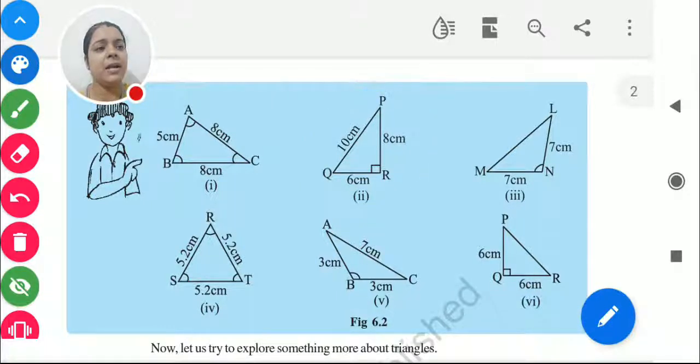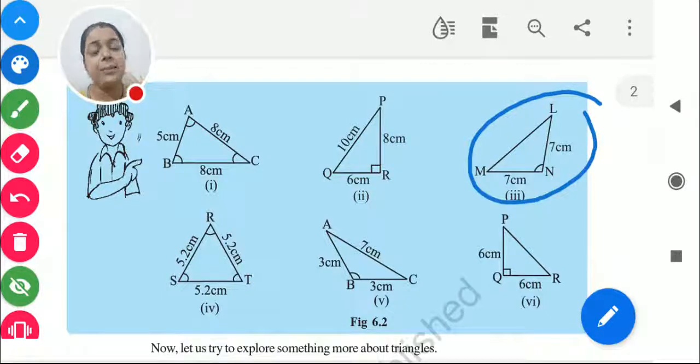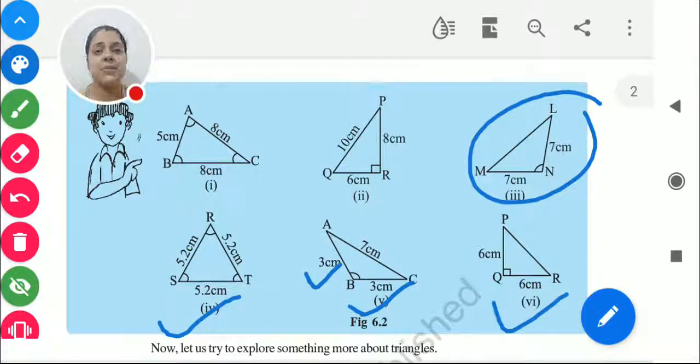Here in this one we find that two are 7, 7, meaning two are the same, and undoubtedly the third will be different. So when two sides are the same, that is known as isosceles. You just see number 4. The lengths of all the sides are 5.2, 5.2, 5.2. So when all of them are the same, that is known as equilateral. Equilateral means equal, right? Here you see two are the same, the third is different, that is isosceles. And the last one again, two are the same, 6 centimeters, 6 centimeters. So when two sides are of equal length, we call it isosceles.